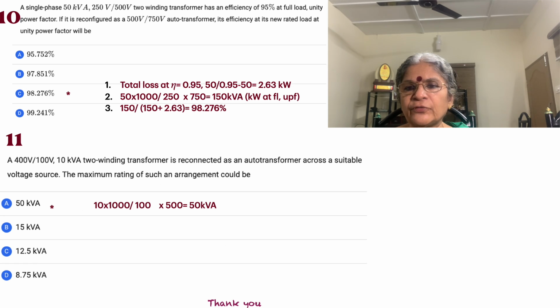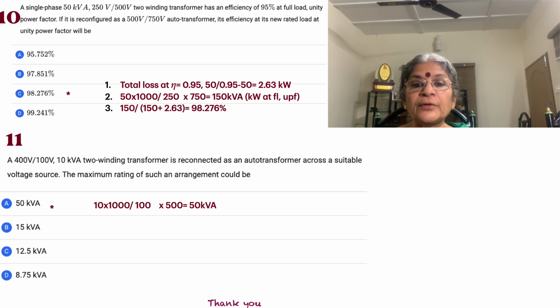Okay, so we are going back to efficiency. Unity power factor. It is reconfigured. It is still an auto transformer problem, but the efficiency is given as 95% at full load, unity power factor. And it is reconfigured as a 500 volt, 750 volt.